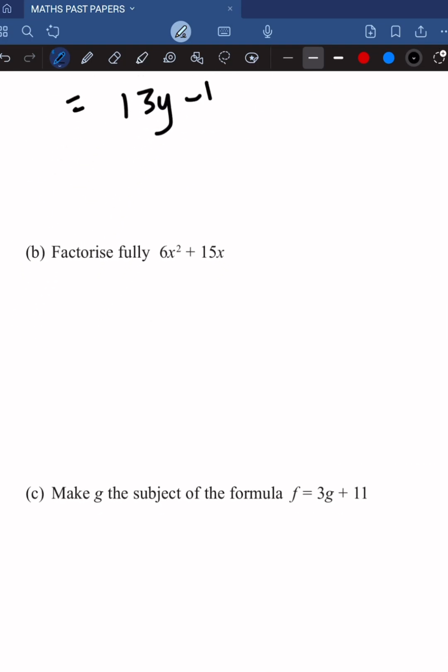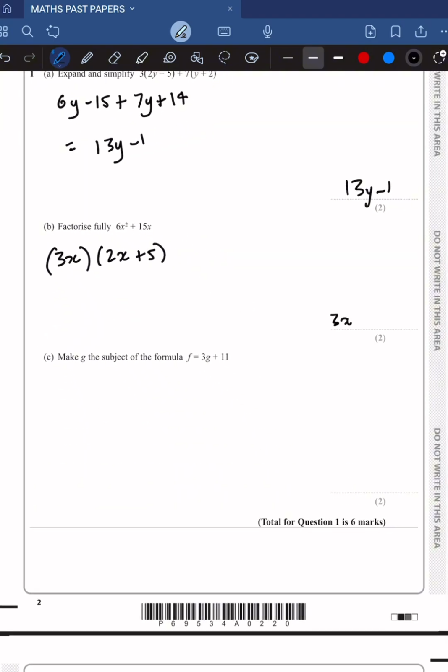Next one, factorize fully. So let's bring out the greatest term that can go into both, which is 3x. And that's going to be 3x(2x plus 5). Done. These videos are going to be quick, so I'll move at a fast pace.